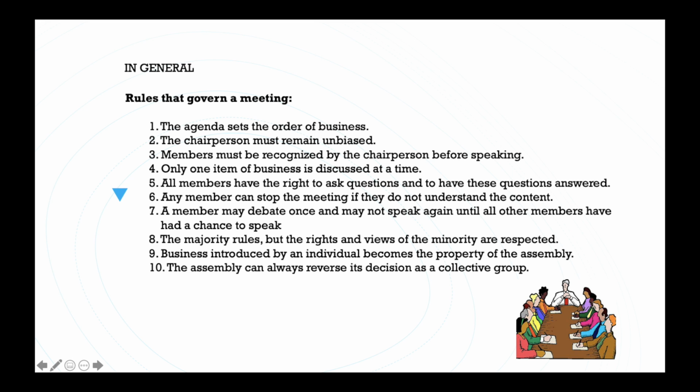A member may debate once and may not speak again until all other members have had a chance to speak. The majority rules, but the rights and views of the minority are respected. Business introduced by an individual becomes the property of the assembly. The assembly can always revert its decision as a collective group.